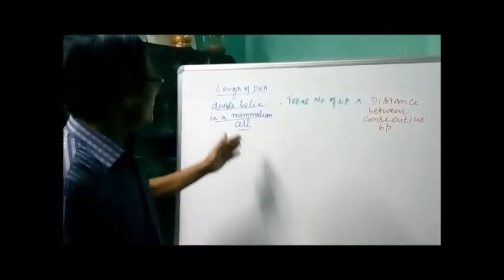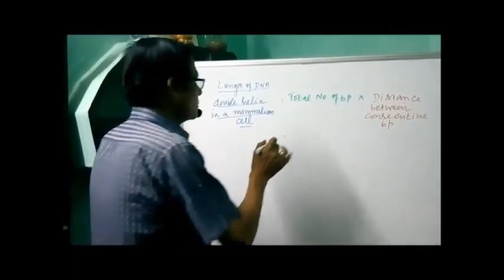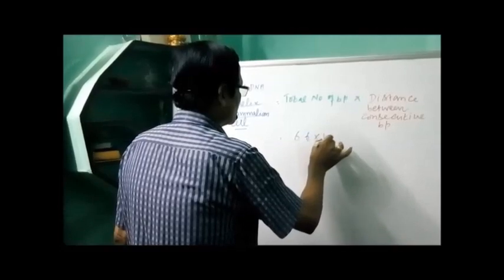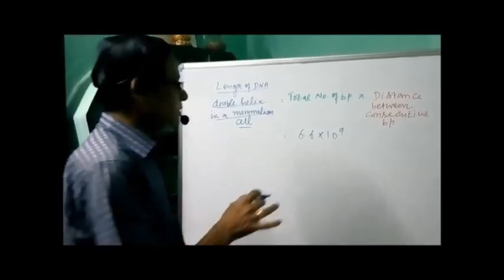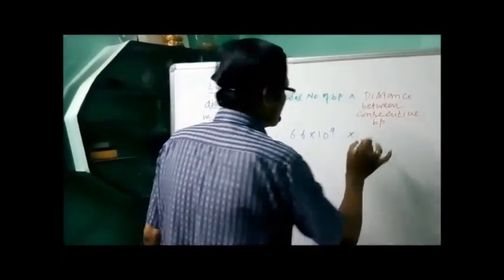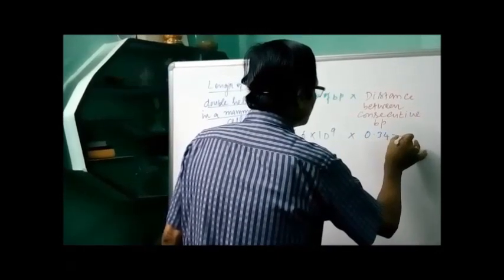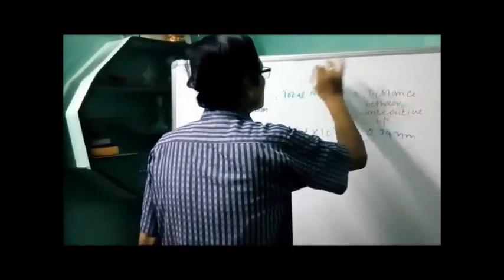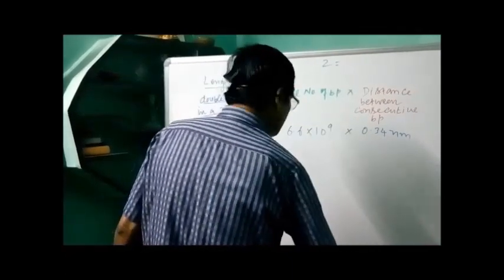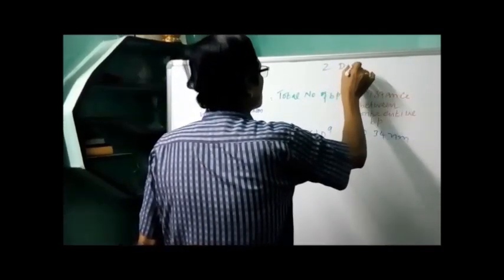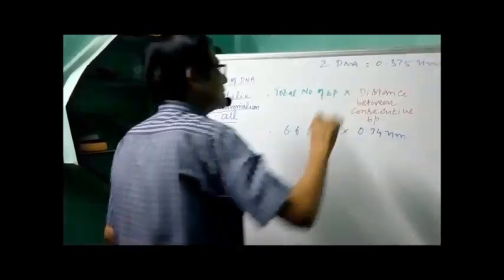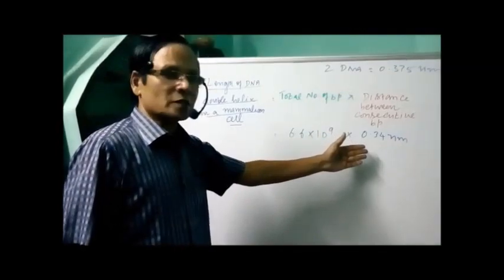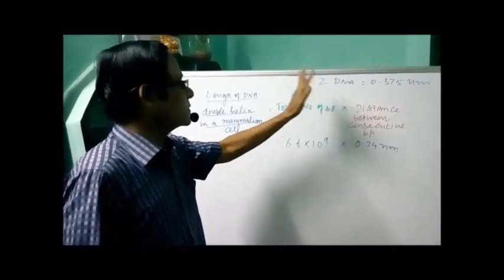For example, the total number of base pairs we have to calculate in a mammalian cell is about 6.6 × 10^9. This is the total number of base pairs from which we can calculate the length. Now the equidistance is 0.34 nanometer. If it is Z-DNA, the distance between the base pairs is about 0.375 nanometer. So according to the nature of the DNA, we can use this. It's constant for all the DNAs except Z-DNA.